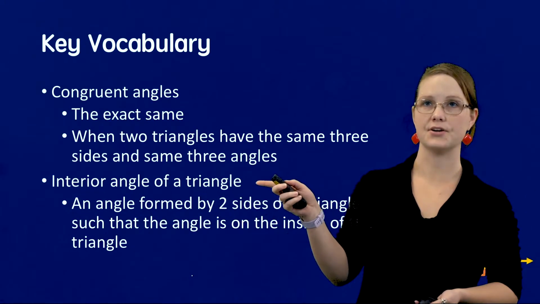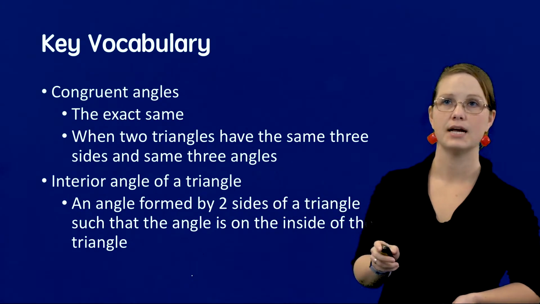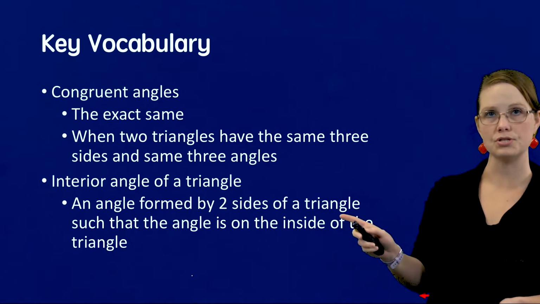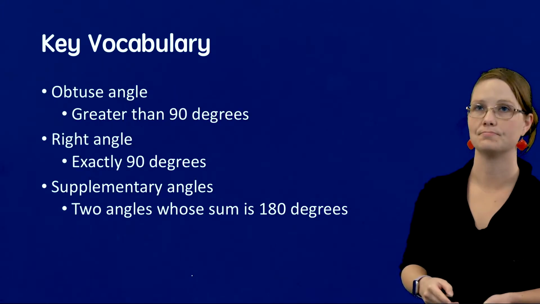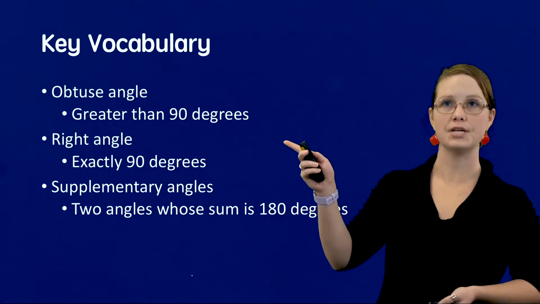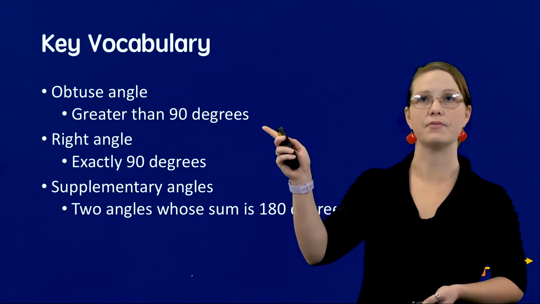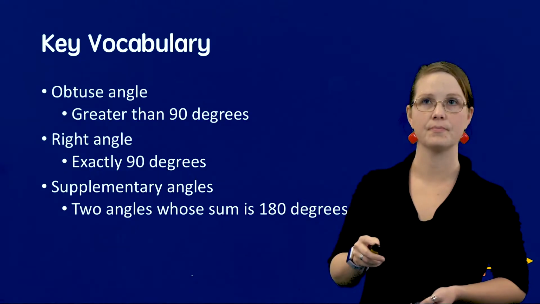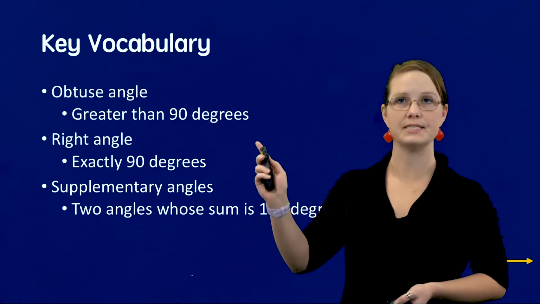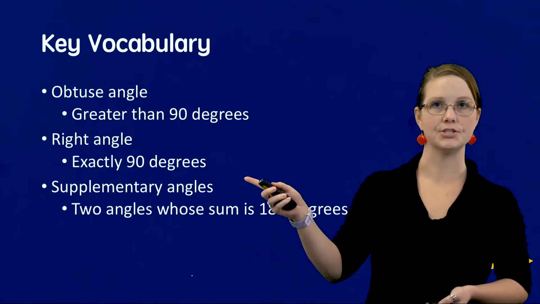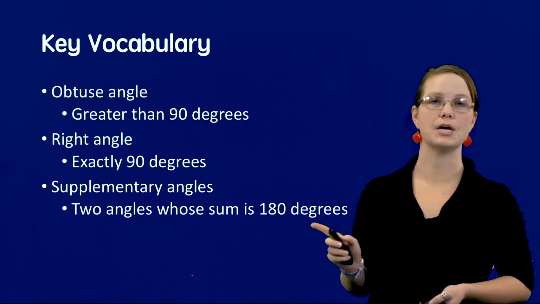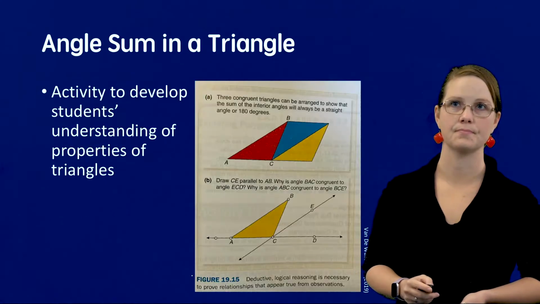We have our interior angle of a triangle. And this is an angle formed by two sides of a triangle such that the angle is on the inside of the triangle. We have obtuse angle, which means it's an angle that is greater than 90 degrees. We have a right angle, which means it's an angle that is exactly 90 degrees. And we have supplementary angles, which are two angles whose sum is 180 degrees.